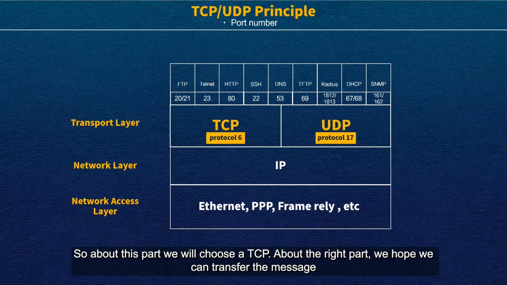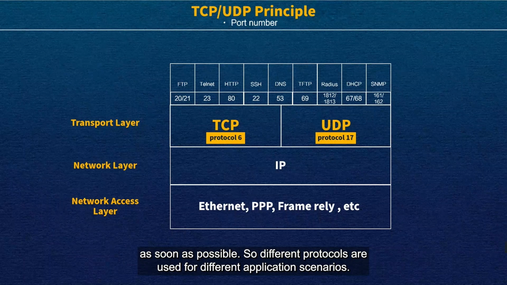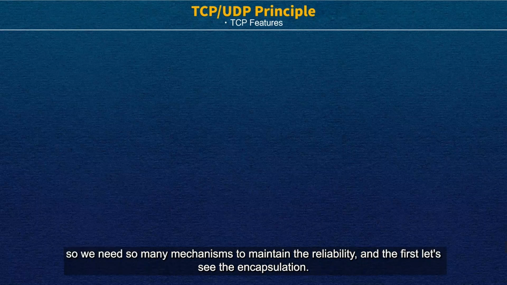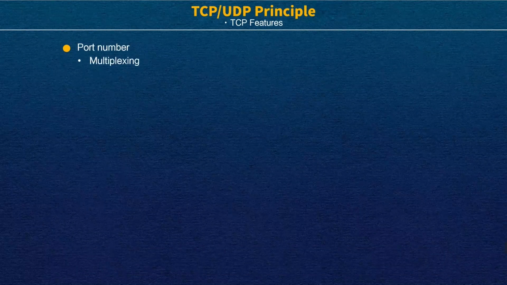About the right part, we hope we can transfer the message as soon as possible. So different services are used for different application scenarios. And first, let's see the detail of the TCP. Because TCP can provide reliable service, we need many mechanisms to maintain the reliability. And first, let's see the encapsulation.